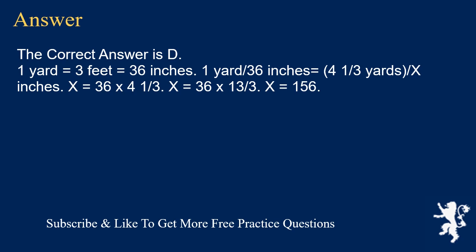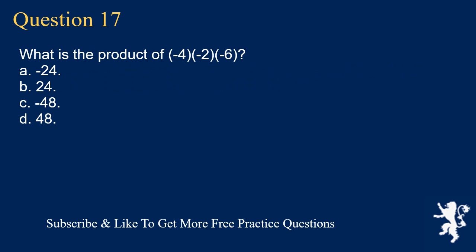1 yard / 36 inches = 4 1/3 yards / x inches. x = 36 × 4 1/3. x = 36 × 13/3. x = 156.